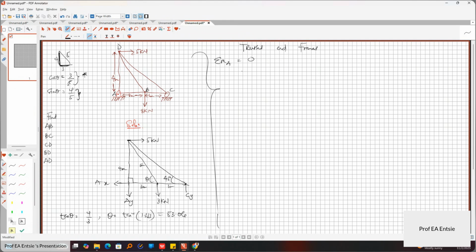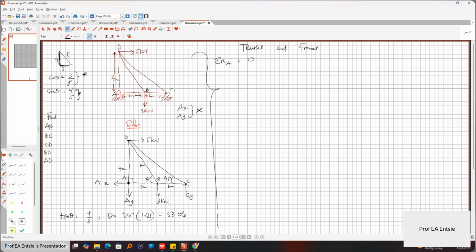So the summation of moment at A. So this is A. And you can see that at A, reaction AX and AY is passing through A. So they will not cause a moment. I mean, AX and AY will not cause a moment, because they are passing through where we are taking the moment. Here is of course A, here is B, here is C, here is D. The line of action is passing through that joint.